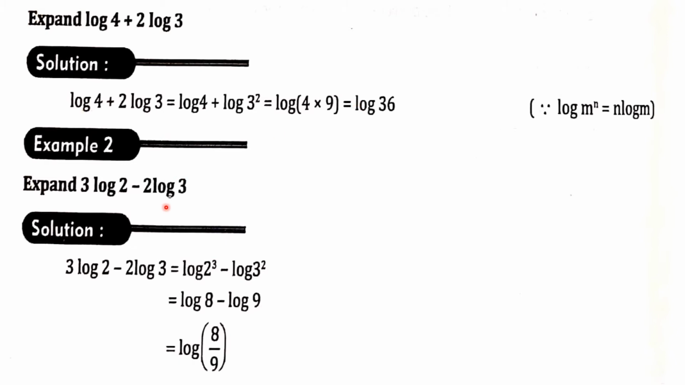Next one, 3 log 2 minus 2 log 3. Once again very simple. So 3 log 2 is written as log 2 to the power 3, minus log 3 to the power 2. So log 8 minus log 9. Whenever you have this minus, what will you do? Division law. Log 8 divided by 9. So according to division law, you have solved this problem.